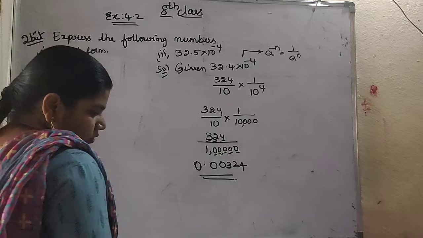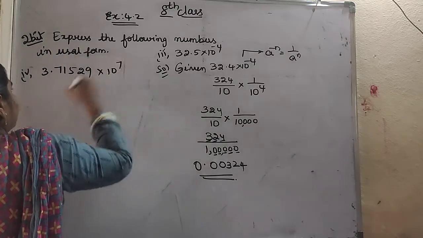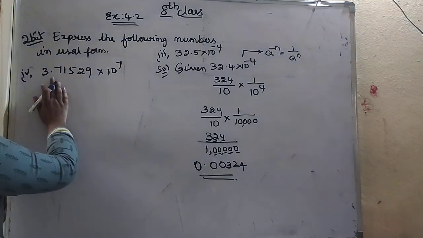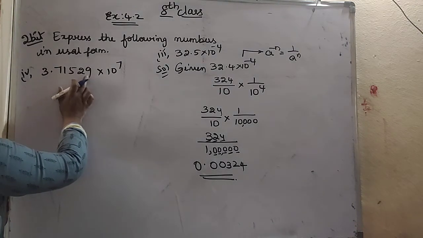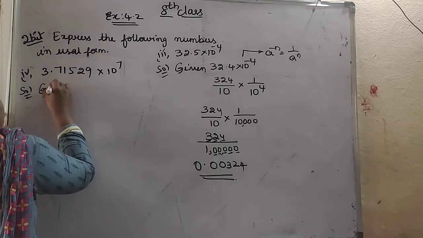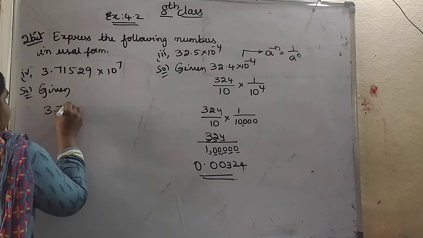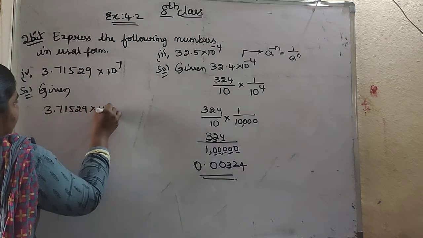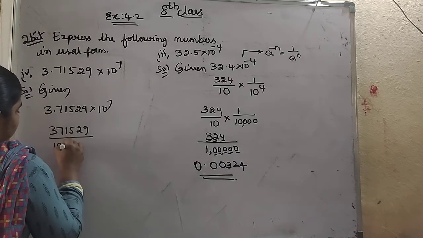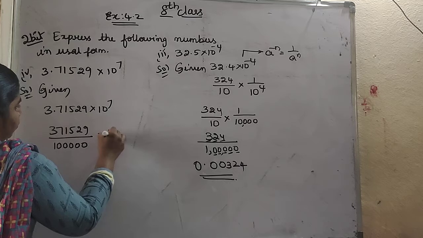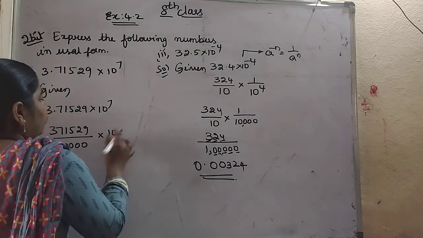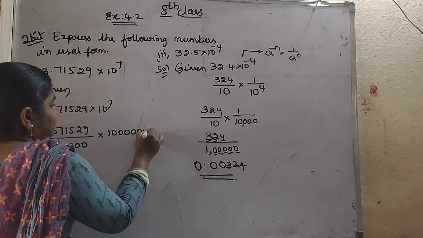3.71529 into 10 power 7. This is a bigger number because it is a positive power. After the point, how many digits are there? 1, 2, 3, 4, 5. So in the denominator, you will get 5 zeros. So that is 371529 by 5 zeros into 10 power 7. 10 power 7 is nothing but 7 zeros: 1, 2, 3, 4, 5, 6, 7.